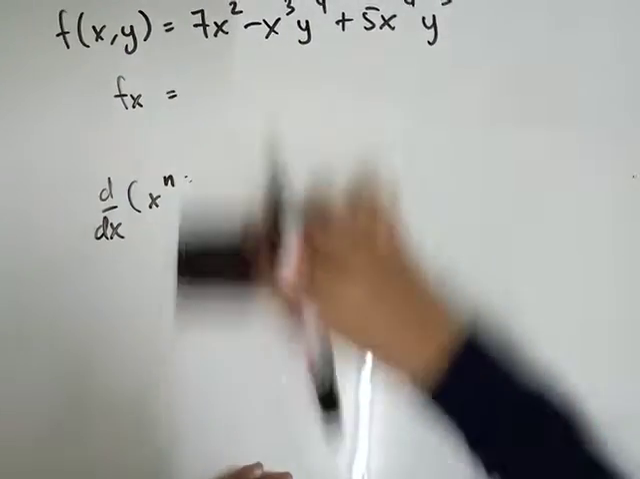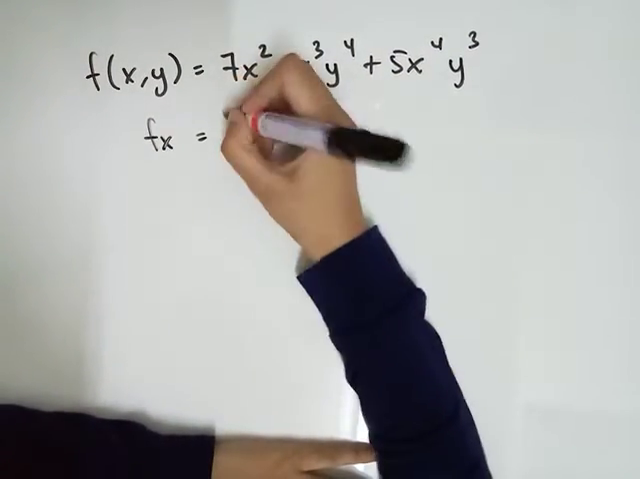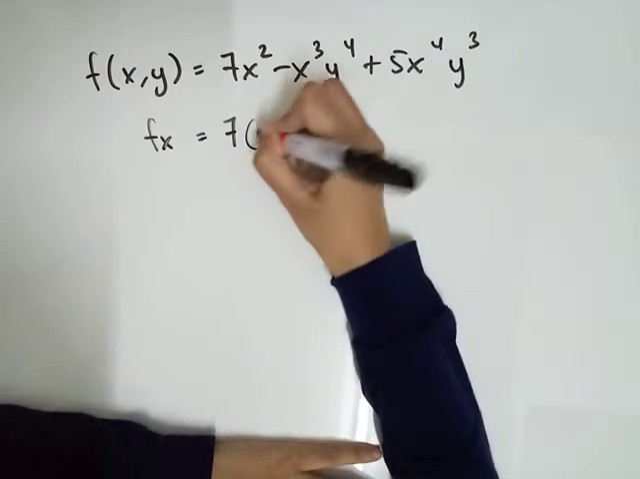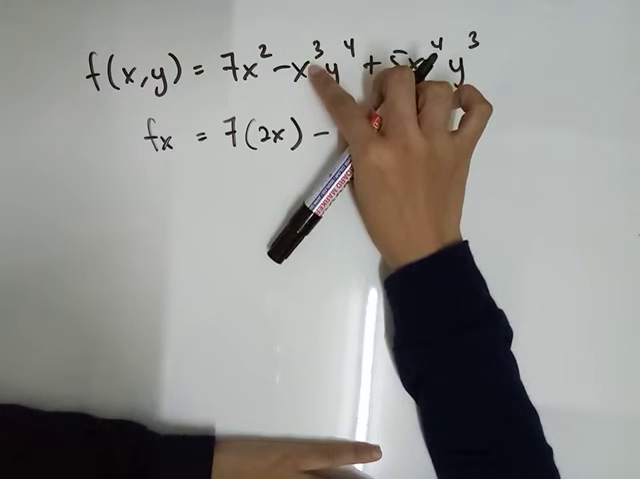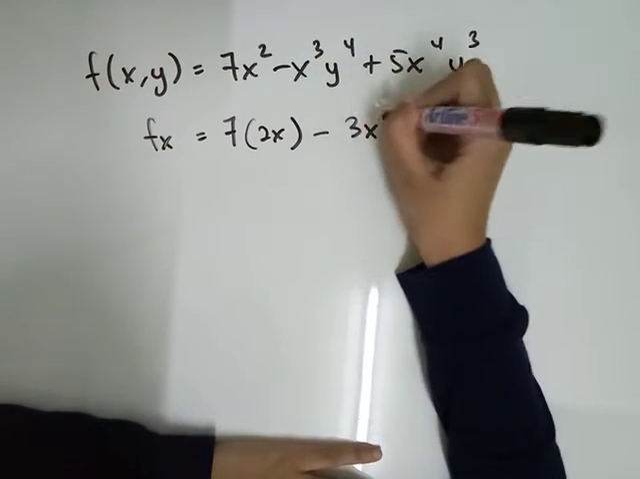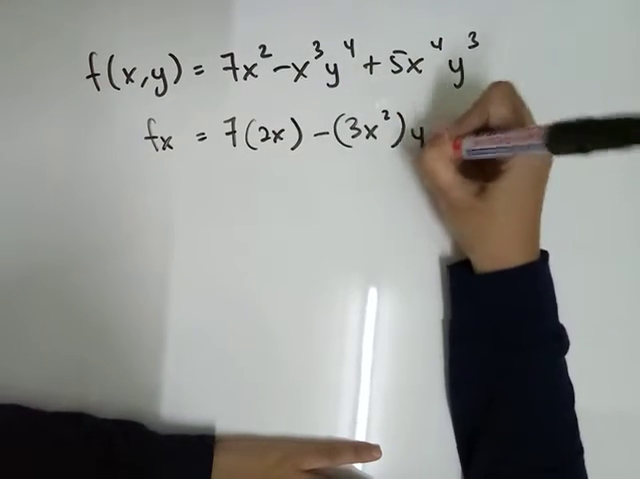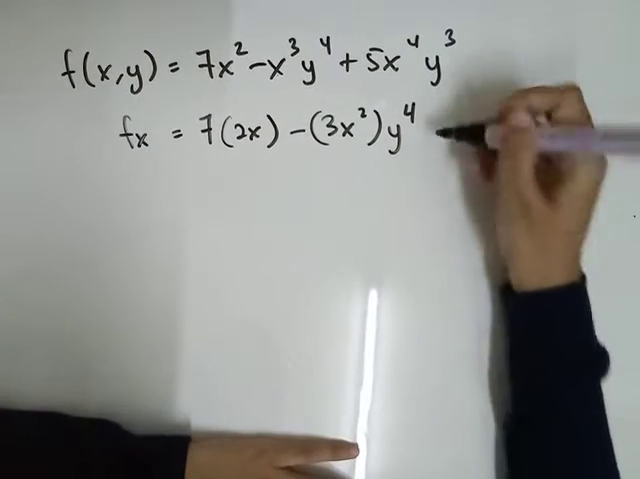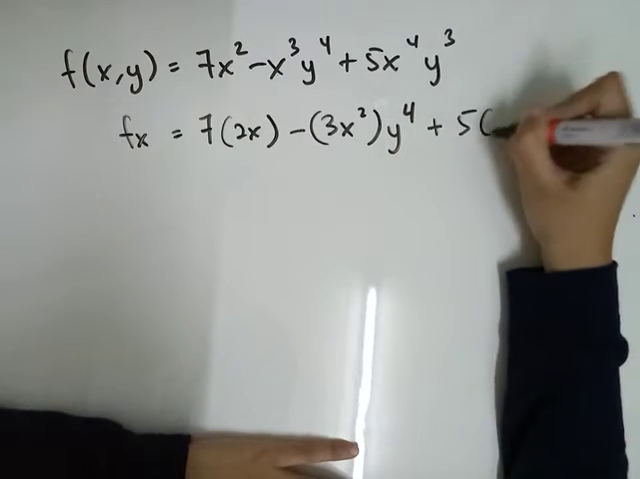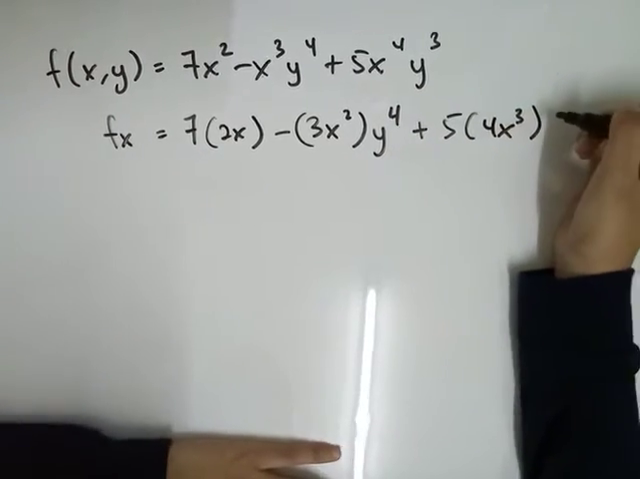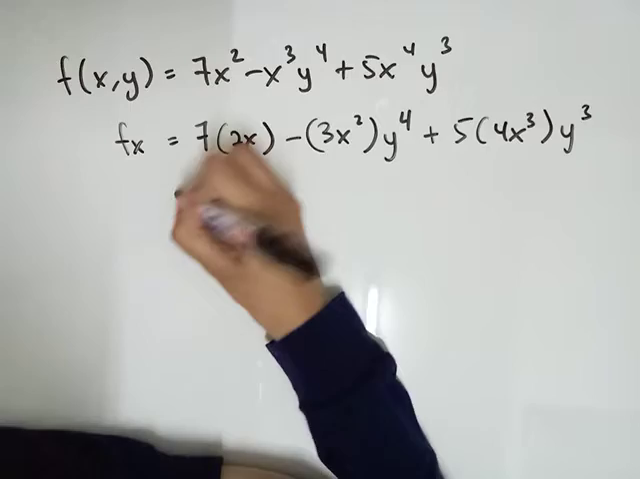Okay, let's recall back. So this one, 7x squared: 7 is a constant. So differentiate x squared, it is 2x, minus differentiate x cubed, we get 3x squared. And then y power 4 is a constant, we assume it as a constant and keep it. And then plus 5 is a constant, differentiate x power 4, it will become 4x cubed, and then y cubed is a constant. Then you need to solve.